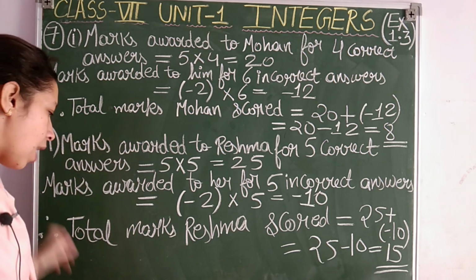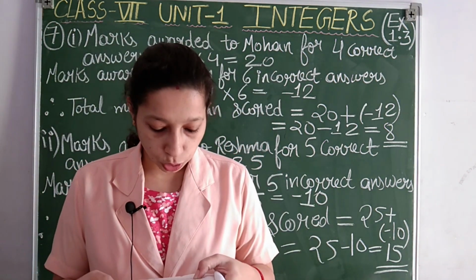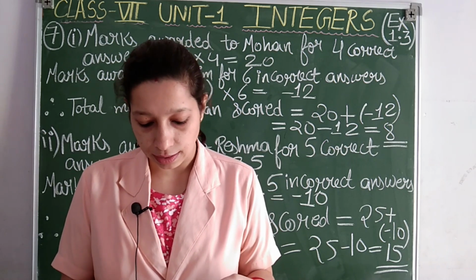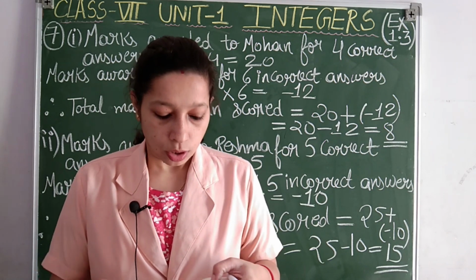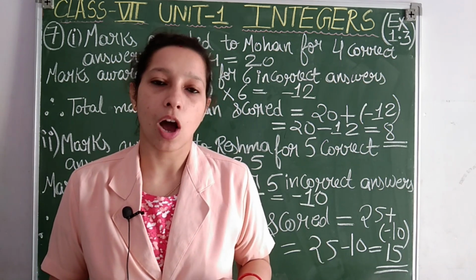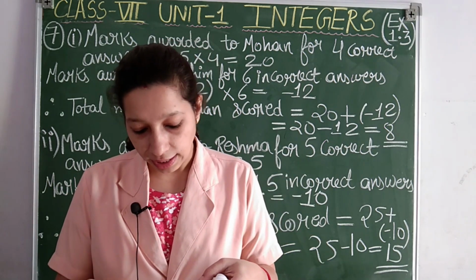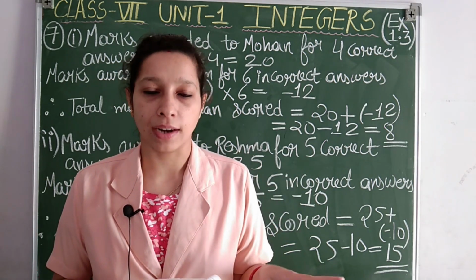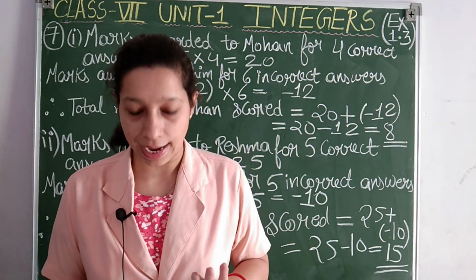Okay students, now let us see the third point. It says that Hina gets 2 correct and 5 incorrect answers out of 7 questions she attempts. What is her score? So Hina gets 2 correct answers. How many marks did she score, students? 2 into 5, 10. And 5 incorrect answers. For one incorrect answer minus 2. For 5 incorrect answers, 2 into minus 5. How much, students? Minus 10.